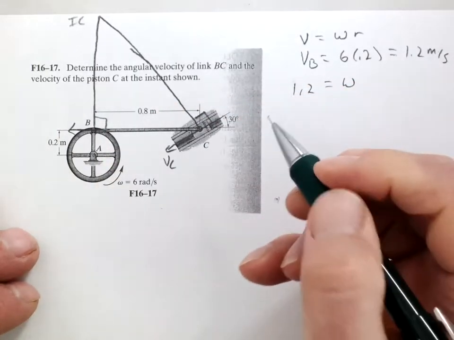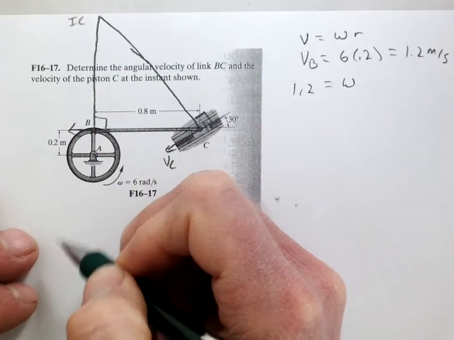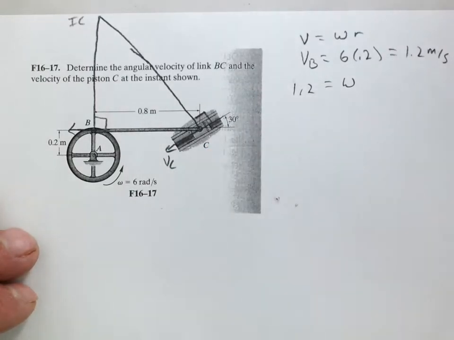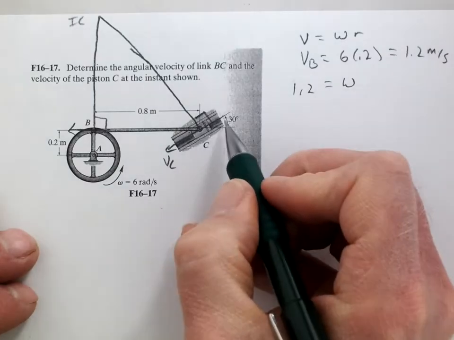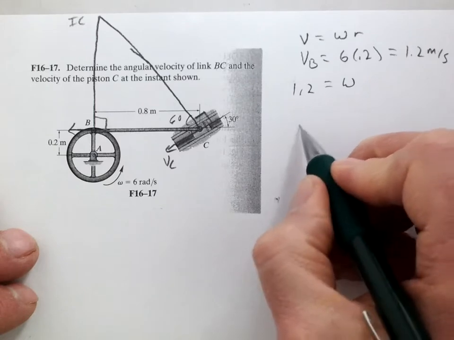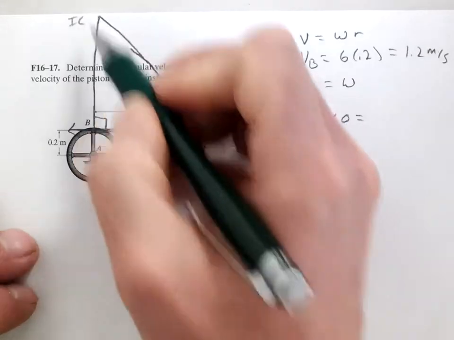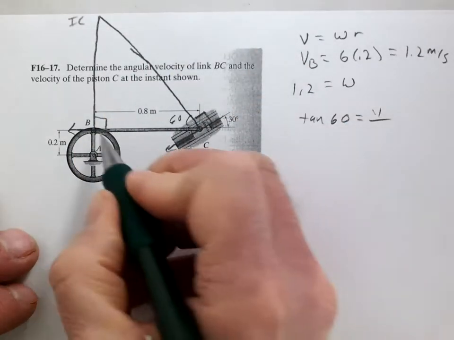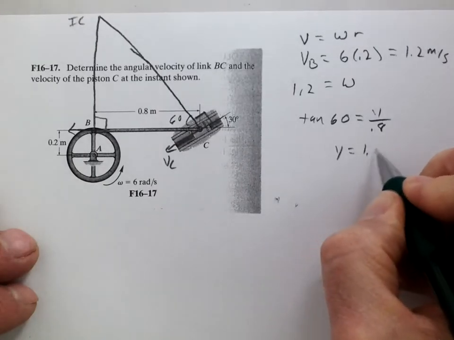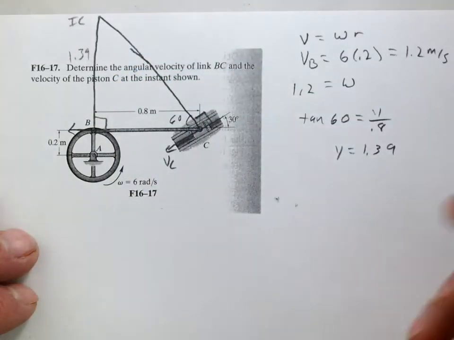R, we can find, because this is a right triangle. This is 0.8, and this is also 30 degrees. So if that's 30, this is 60. And the tangent of 60 will equal the y value there over the x value here, which is 0.8. So y is equal to 1.39.